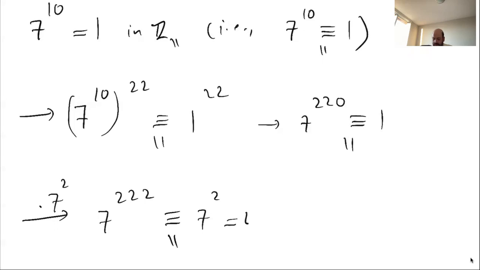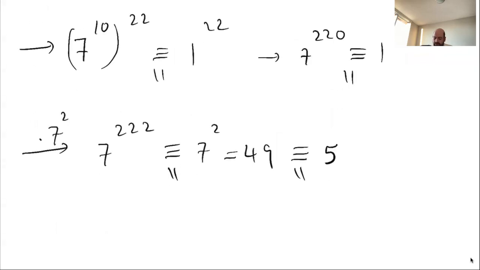7 squared means 49. And what is 49 mod 11? It's 5, right? Because 11 divides 49 minus 5. 49 minus 5 is 44, which is divisible by 11. So there you are. That means 7 to the power 222 equals 5 in Z_11, or you could say congruent to 5 mod 11.